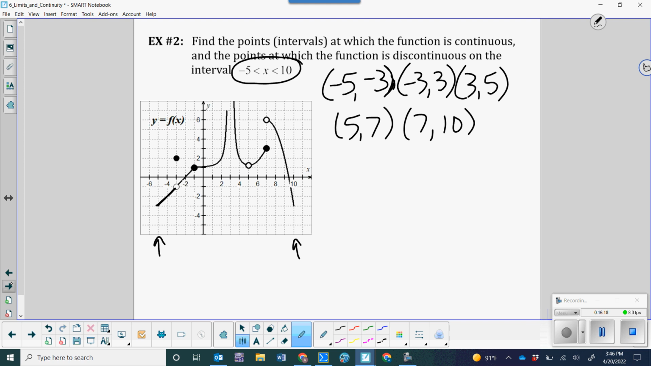So notice that all of the ends of those are parentheses, non-included, because that tells me by looking at that interval notation, it's discontinuous at -3, at 3, at 5, and at 7. I can see that by looking at that those are the only points that are not included. Everything else is. So then it wants us to list the discontinuities.